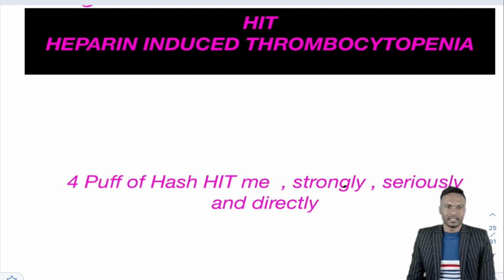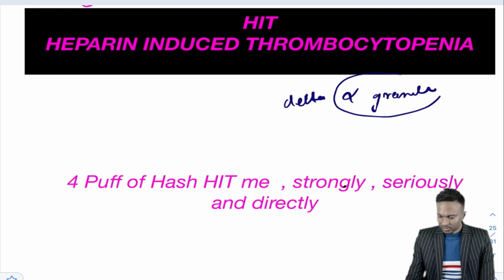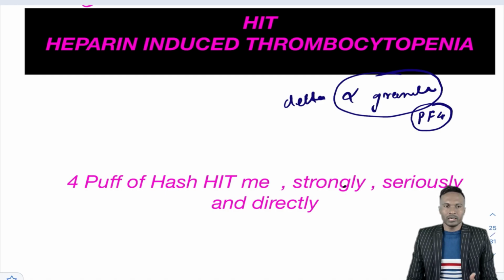Again, there is HIT. HIT is heparin induced thrombocytopenia. Again, it can lead to thrombosis, right? And this thrombosis can lead to thrombocytopenia. We have earlier discussed delta granules and alpha granules. We studied that alpha granules contain platelet factor 4. So sometimes following heparin, antibodies are formed against platelet factor 4, and later on it induces activation of platelets, and it results in thrombosis and then thrombocytopenia.